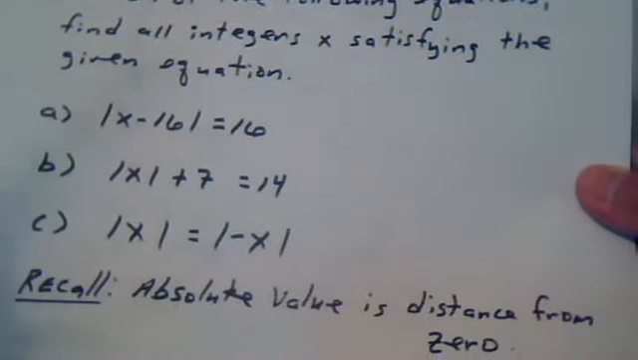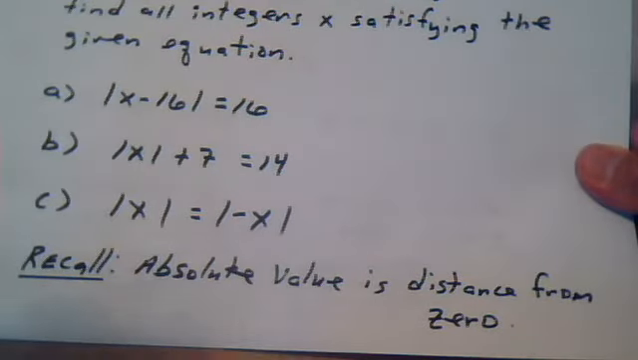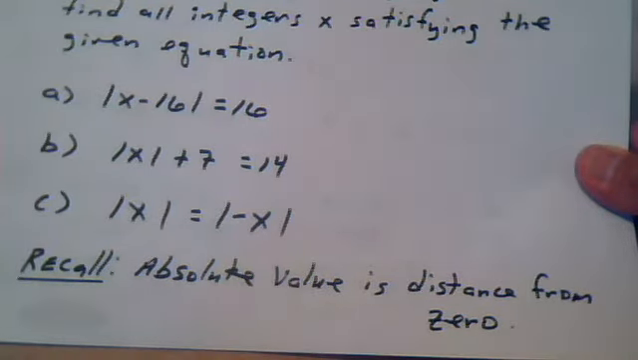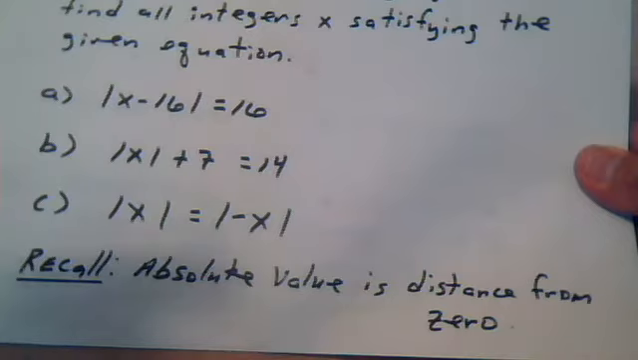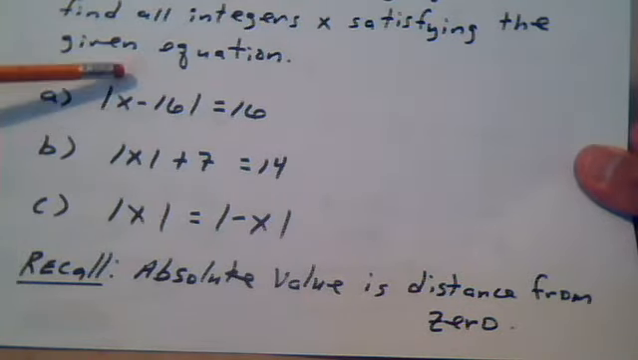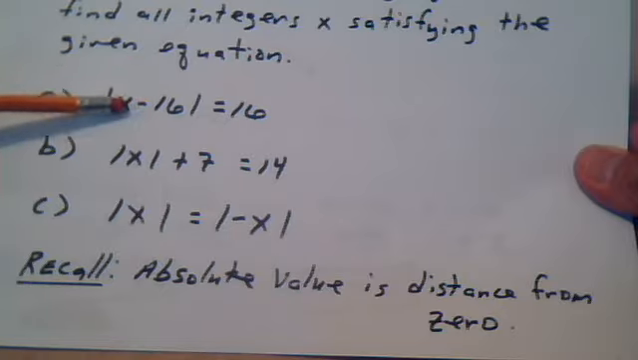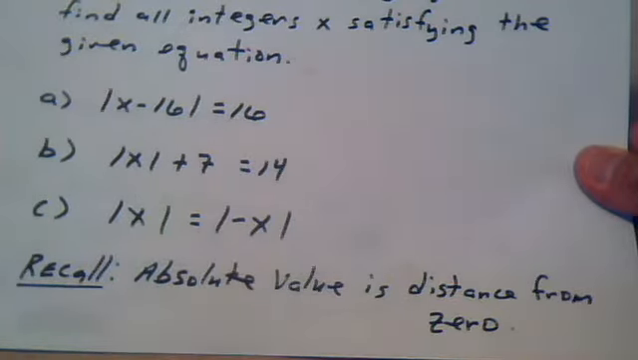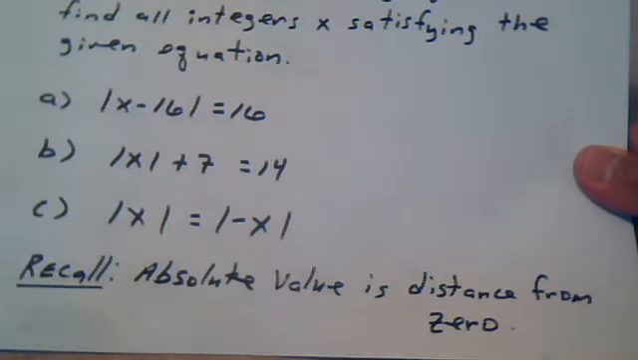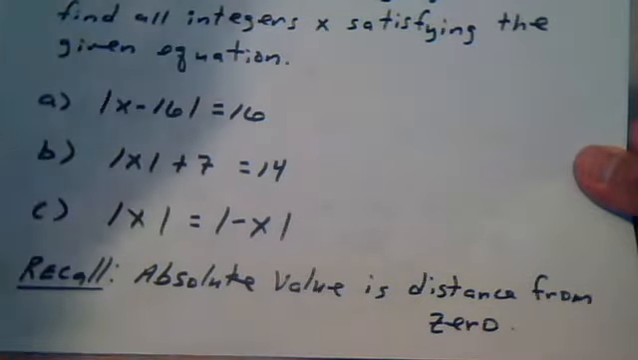And then remember that absolute value is distance away from 0. So when you're working with these absolute value bars, it means distance away from 0. So I'll take, for example, this first one. It's saying that the distance away from 0 that x minus 16 is, is 16. So x minus 16 is 16 units away from 0. What would the x have to be?